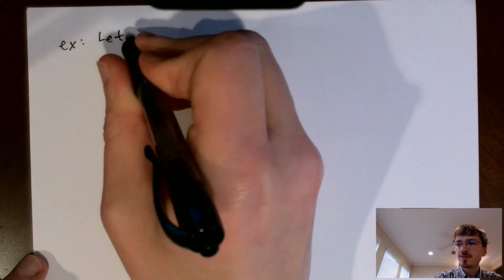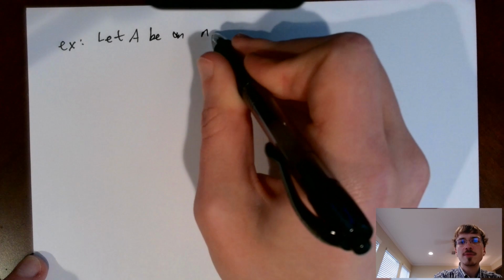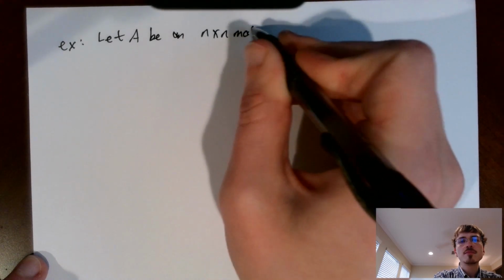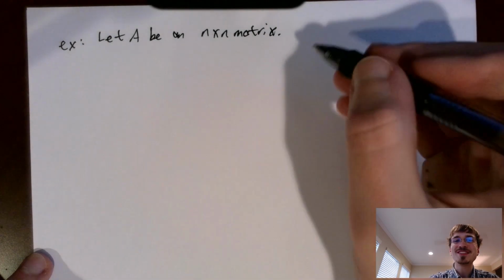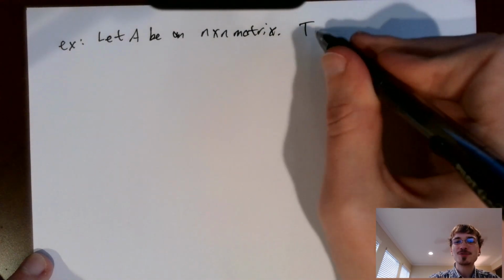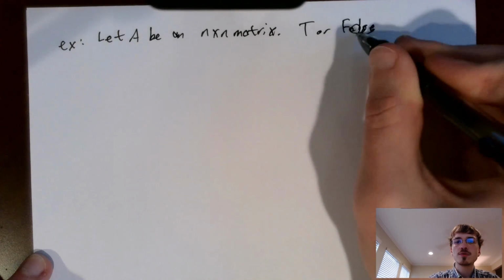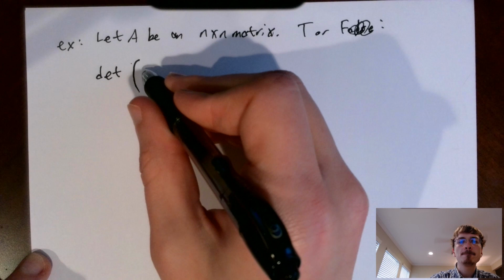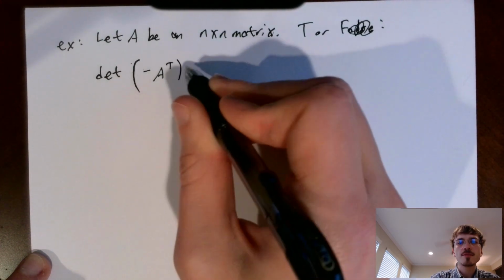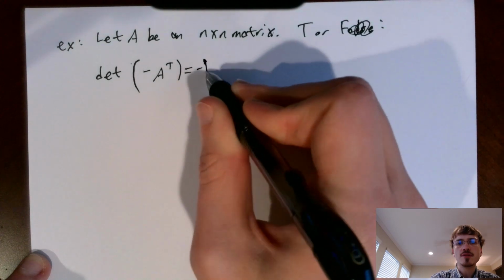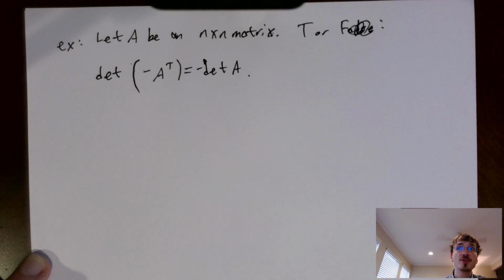Example: let A be an n by n matrix. And I know how much you love true or false questions on tests, so let's do a true-false question. True or false? The determinant of negative A transpose is equal to negative determinant of A. Pause the video, try to figure this problem out for yourself.